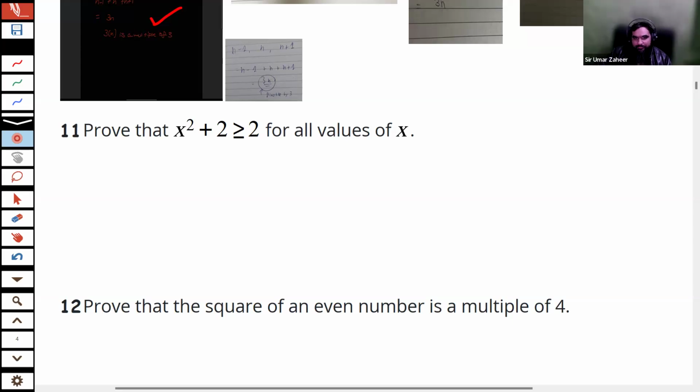Yes, all right, everyone. So basically, it is positive 2, on the other side it will be negative 2. So you will get that x square is greater than or equal to 0. So obviously, if it is greater than or equal to 0, it means that the answer is going to be always positive.